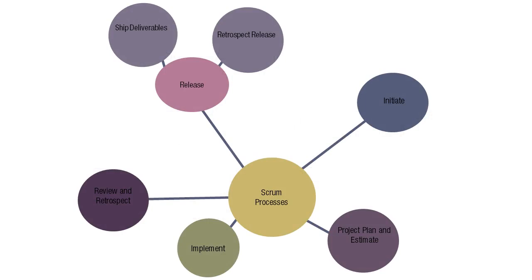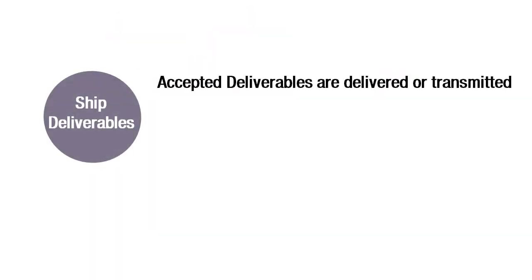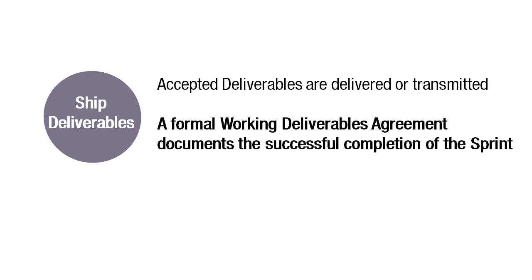The last phase is Release. There are two main processes performed in this phase. The first one is Ship Deliverables. In this process, all deliverables from accepted user stories of previously completed sprints are delivered or transitioned to the relevant business stakeholders. A formal working deliverables agreement documents the successful completion of the release.